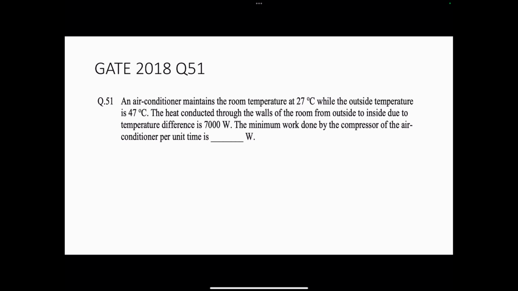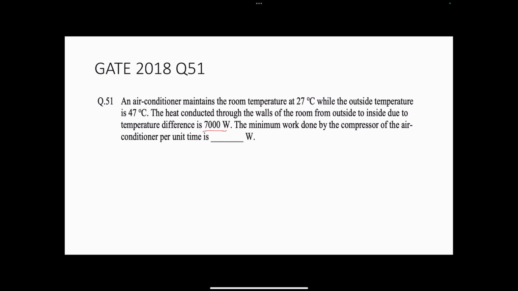So this is GATE 2018 question number 51, which states that an air conditioner maintains the room temperature at 27 degrees Celsius while the outside temperature is 47 degrees Celsius. The heat conducted through the walls of the room from outside to inside due to temperature difference is about 7000 watts. The minimum work done by the compressor of the air conditioner per unit time is what?